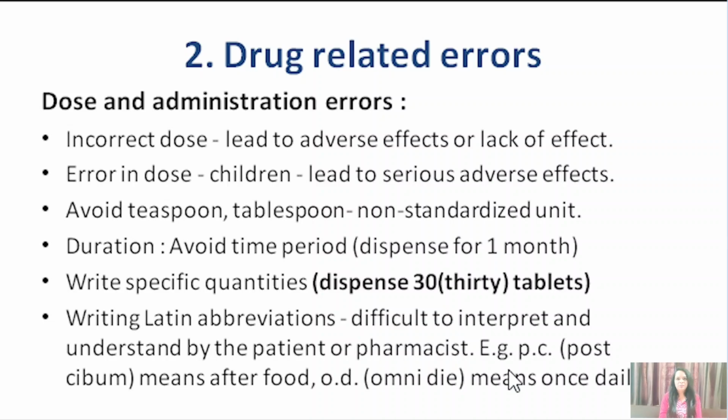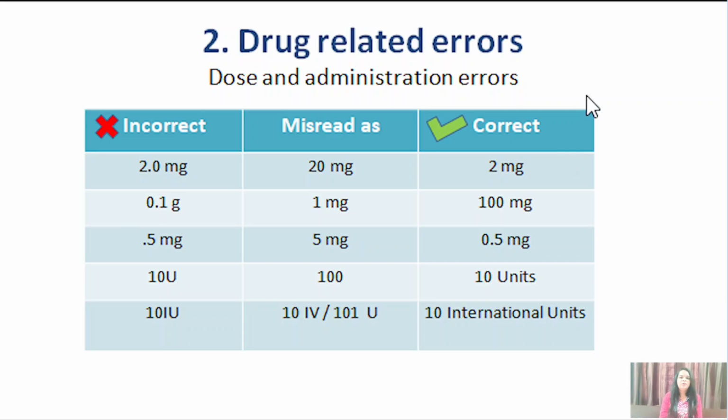If you want to use such Latin abbreviations, then you have to also mention what this Latin abbreviation means. Now the other type of the dose and administration errors occurs due to the use of the decimal points. So unnecessary decimal points before the numerical value you should not keep. For example, 2.0 milligram, this may be mistaken as a 20 milligram. So you have to write it only as a 2 milligram.